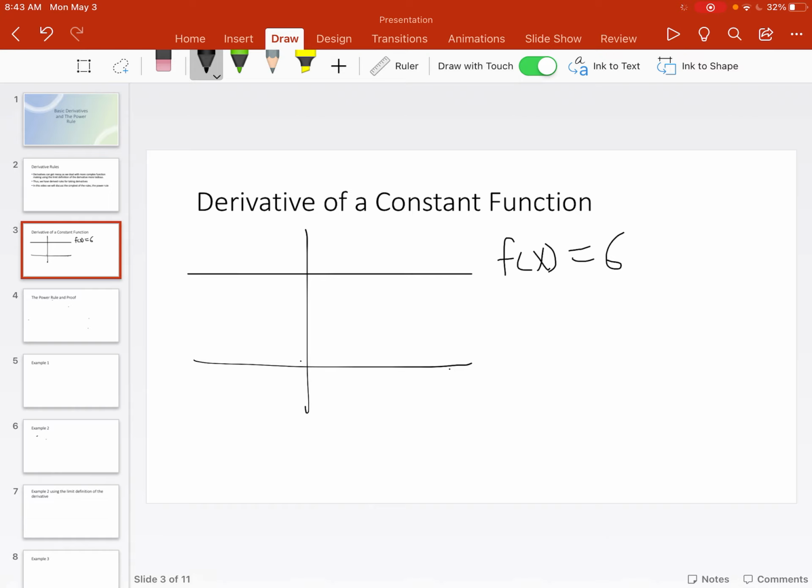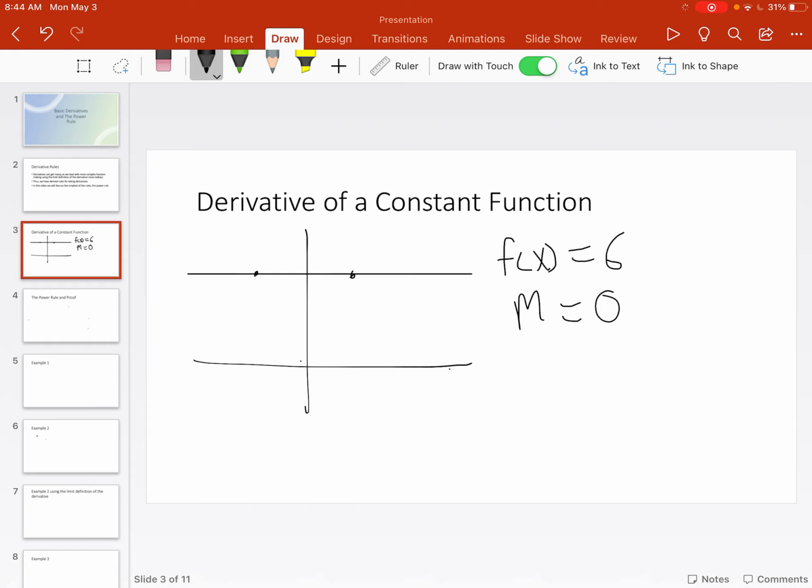So looking at this, we recall that the derivative gives us the slope of a tangent line. Well, this is just a horizontal line, so the tangent line at any point here is horizontal. And what is the slope of a horizontal line? Well, the slope of a horizontal line is just 0. The rate of change in y with respect to x is 0. Therefore, the derivative is 0 for a constant function. Makes sense.